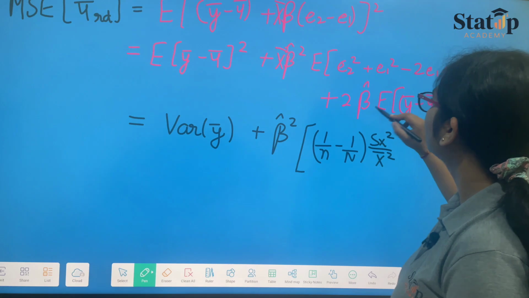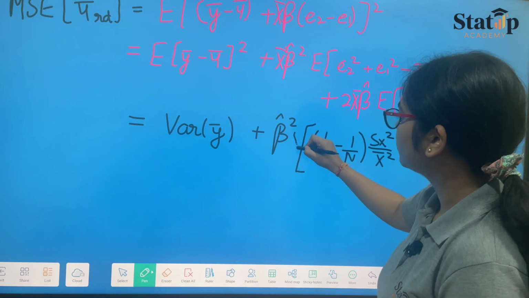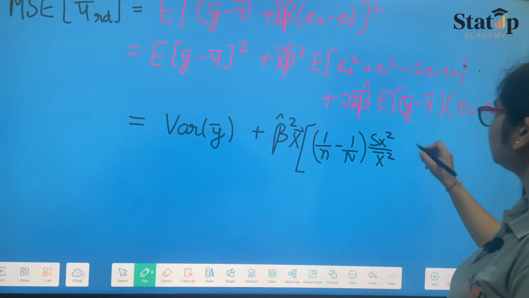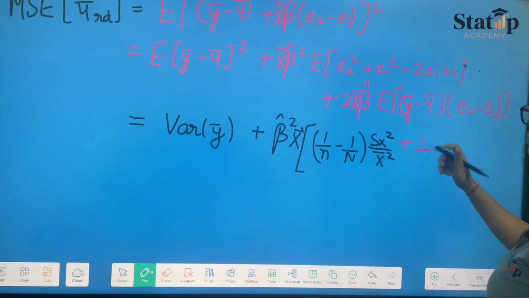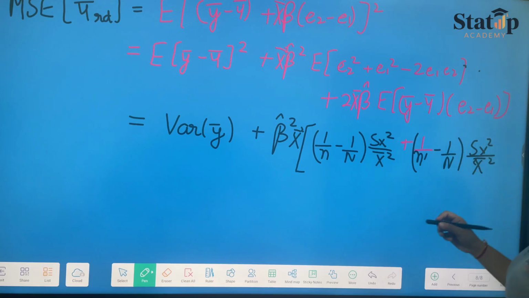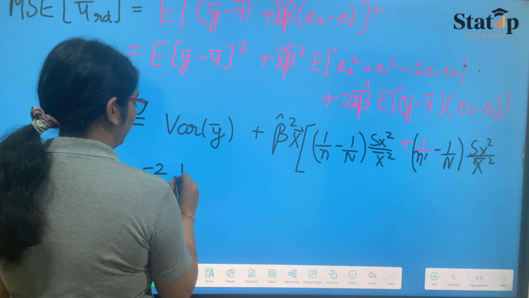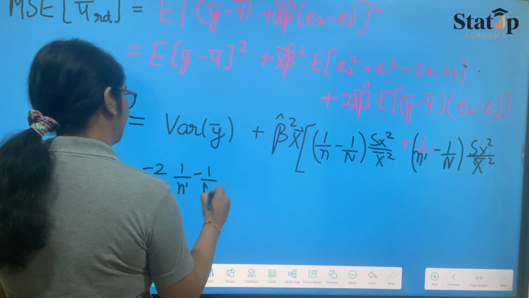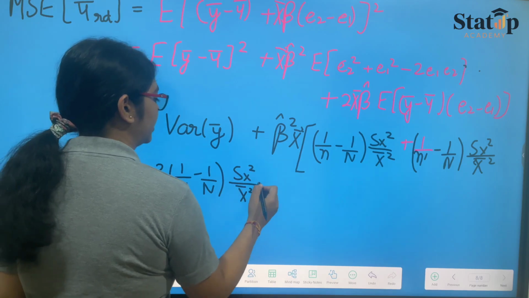x bar square, and here also there is x bar. So we'll write x bar square here as well, plus e1 square into (1 upon n bar minus 1 upon capital N) sx square upon x bar square, and minus 2 e1 e2 would be minus 2 into (1 upon n prime minus 1 upon capital N) sx square upon x bar square.